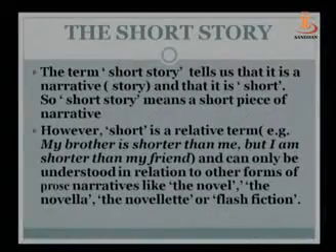Let's have a look at the next slide where we look at the term short story. The term short story tells us that it is a narrative story and that it is short. So short story means a short piece of narrative. However, short is a relative term. For example, consider sentences like my brother is shorter than me, but I am shorter than my friend. So the word short is a very relative term.